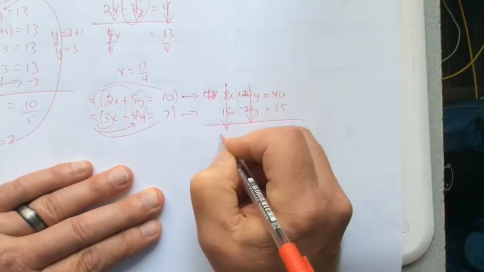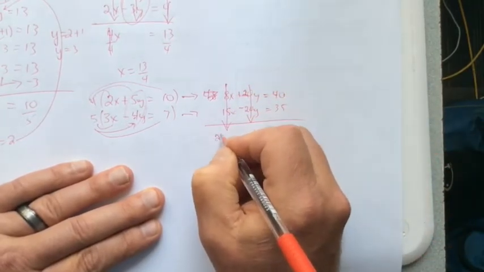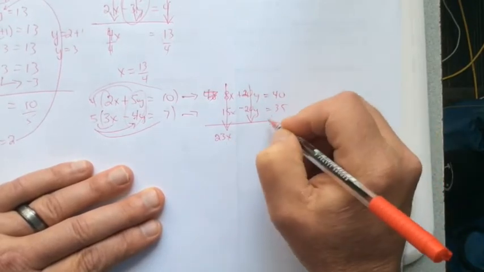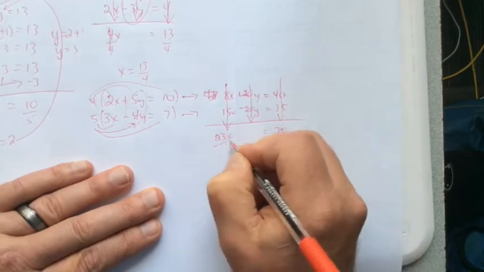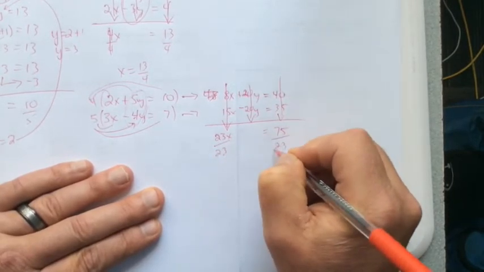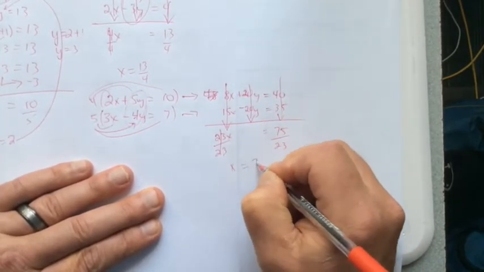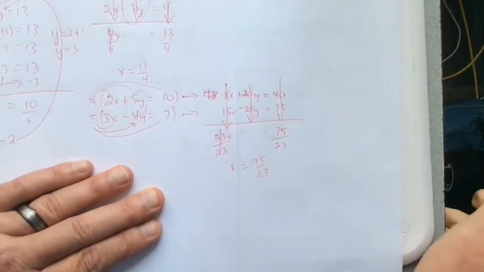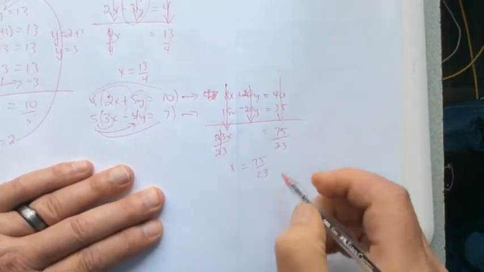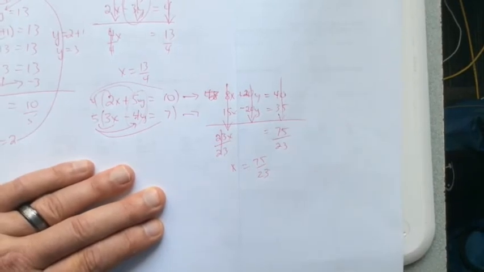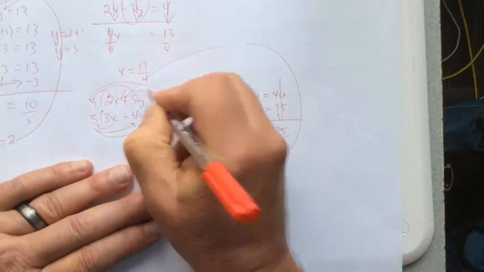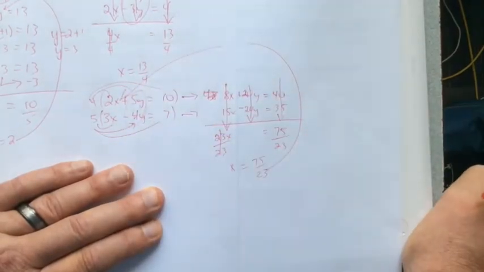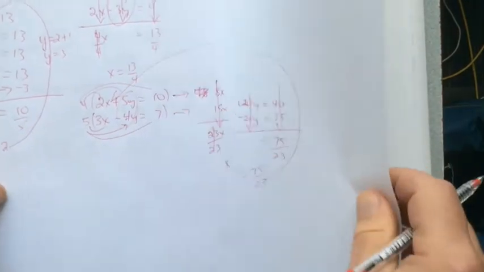So 8 plus 15 is 23. That's gone. And over here, 40 plus 35 is 75, and we can divide by 23. So the x is 75/23. So that also is not a very nice one. We would have to take that and go sub it back in one of the originals and see what it is. Okay, here's why elimination is really useful.